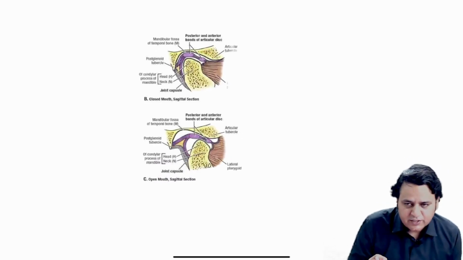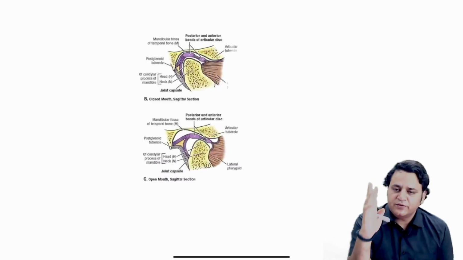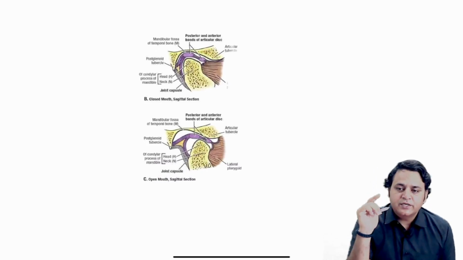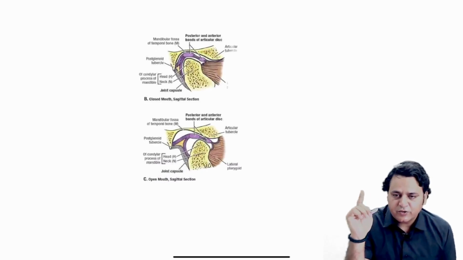So about the articular disc, you should remember three points. The first point is that this articular disc is the remnant of the lateral pterygoid muscle.